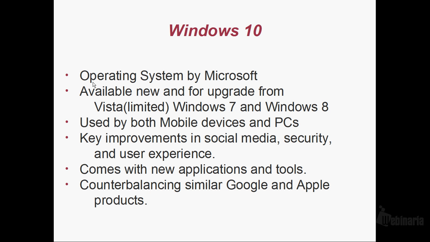So Windows 10, just a little bit more information about it. It is an operating system by Microsoft, of course. It's made like every other version of Windows. It's available brand new. If you go out today to Best Buy and try to buy a desktop, more than likely it's going to have Windows 10 on it. It's also available for upgrade for some versions of Vista, Windows 7, and Windows 8, and it's actually a free upgrade for most of those.